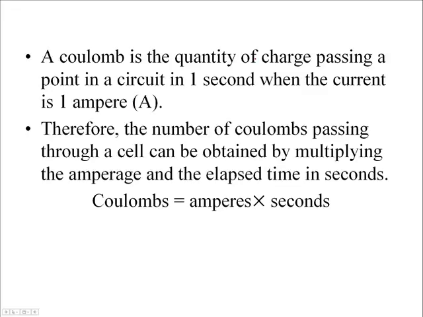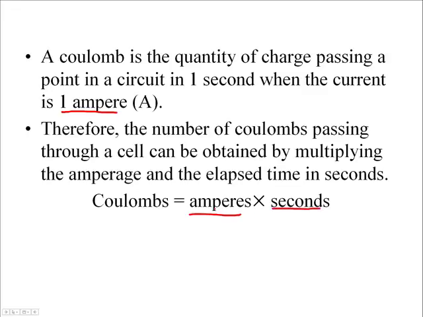A coulomb is the quantity of charge passing a point in a circuit in 1 second when the current is 1 amp. A lot of different terms here. Let's get it all out here, then we'll work a problem together. So therefore, the number of coulombs passing through a cell can be obtained by multiplying the amps times the seconds.